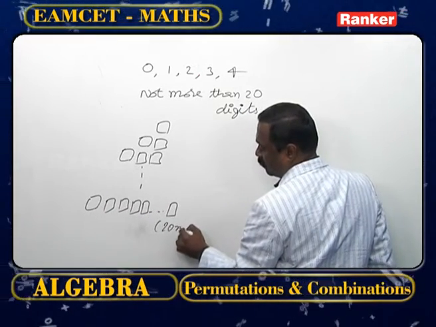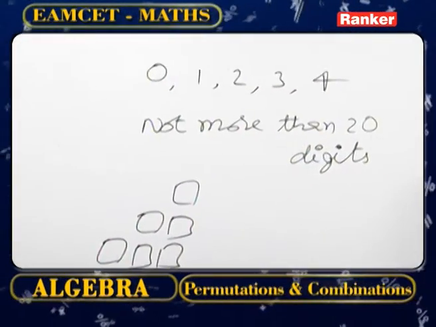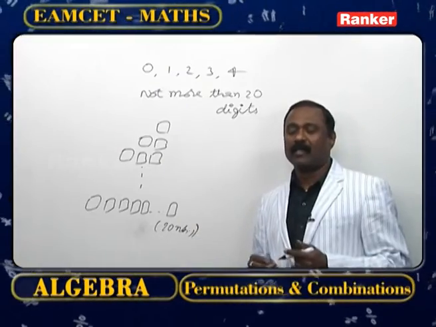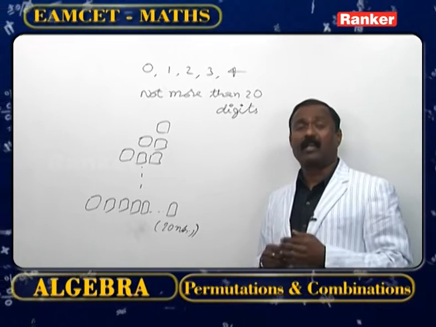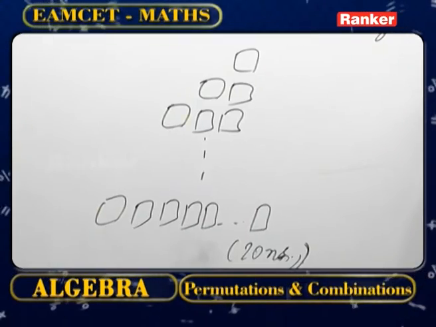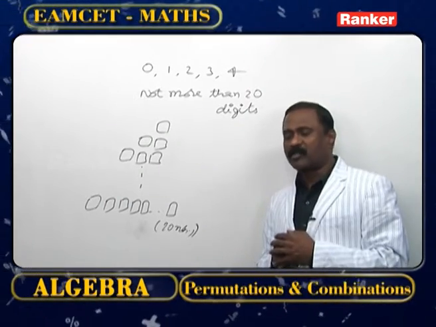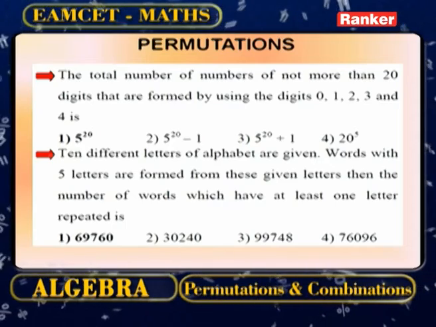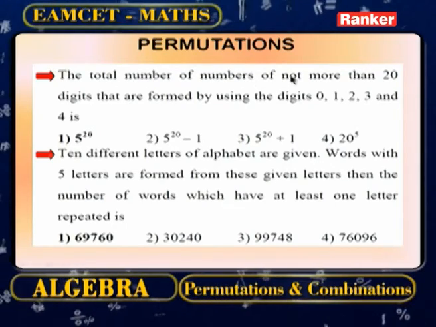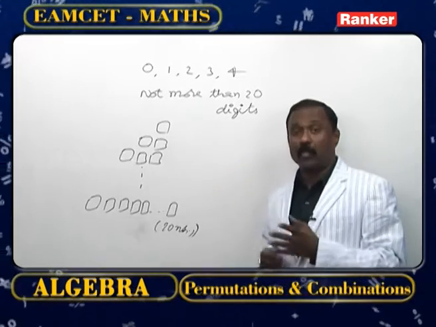20 numbers. The same procedure: if you fill this and find the summation of this, you'll comfortably get the answer. But the total number of positive numbers must be given there. If it is given as positive numbers, then we will avoid 0. If it is given as numbers, then you have to include 0 also.